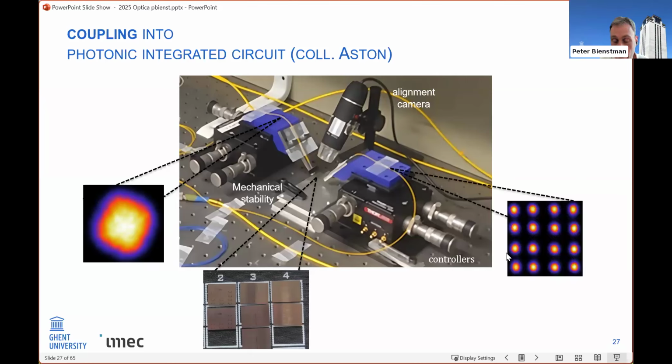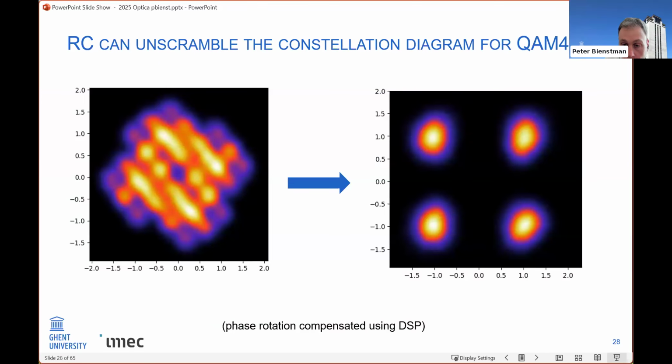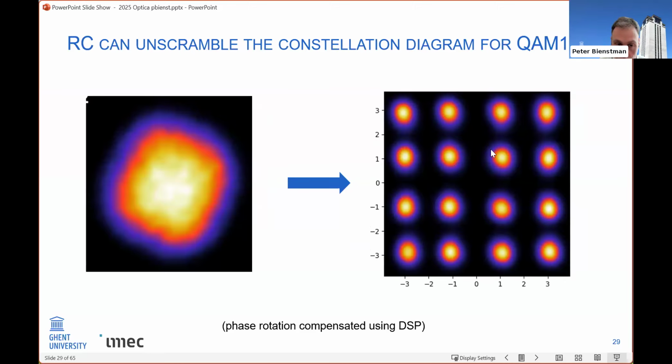And then what really happens at the output, you see this amorphous blob here is now nicely separated into the 16 QAM constellation diagram. Okay, so obviously this also works with lower order constellations, QAM 4, and this is again the QAM 16.